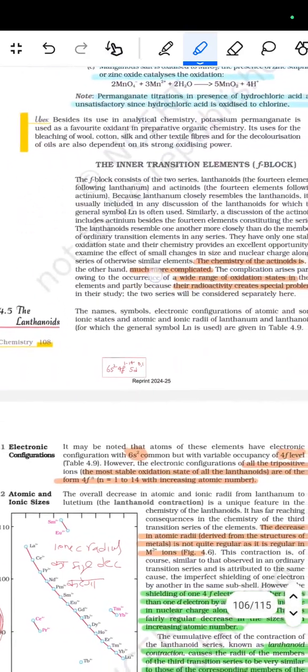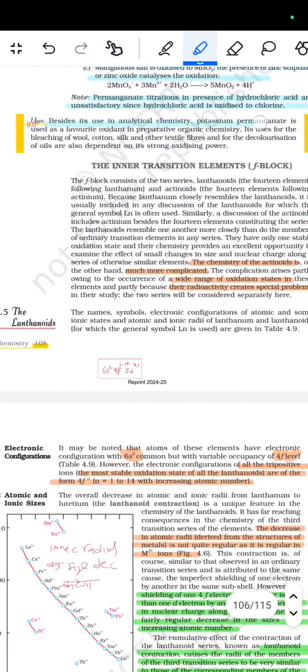Now after this comes usage. Besides being used in analytical chemistry, potassium permanganate is used as a favorite oxidant in preparative organic chemistry. Its use for the bleaching of wool, cotton, silk, and other textile fibers, and for the decolorization of oils, are also dependent on its strong oxidizing power.